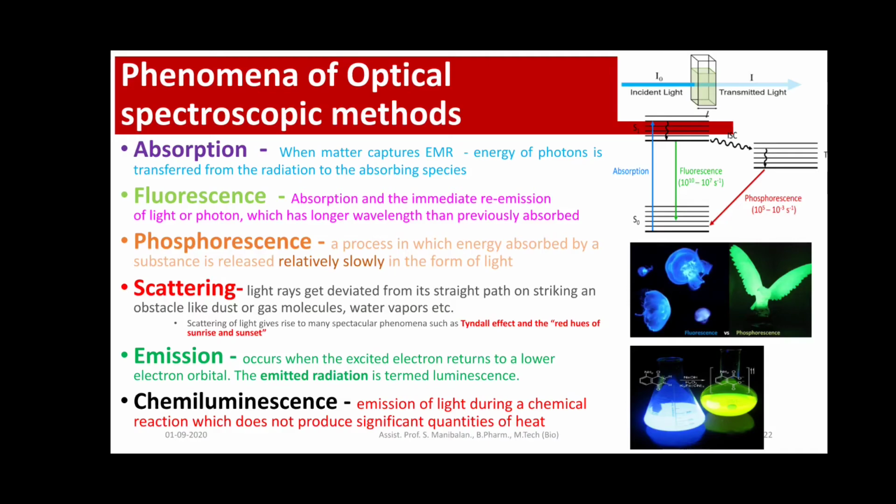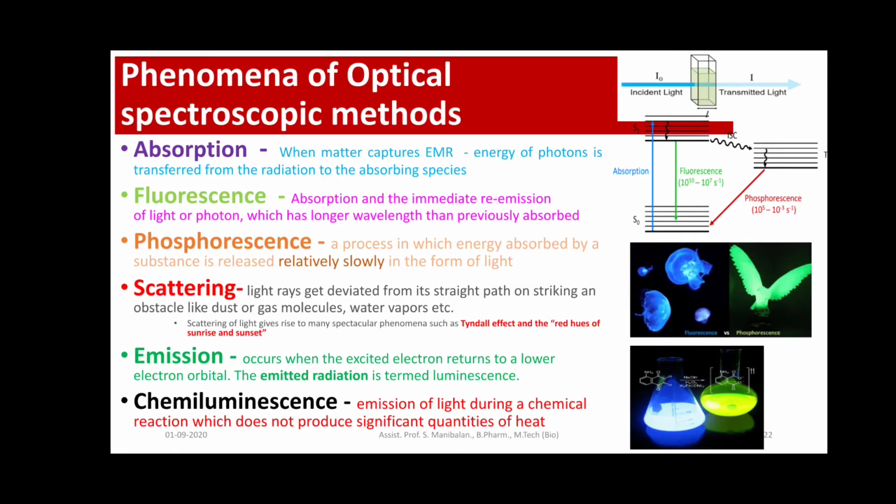And fluorescence means absorption and immediate re-emission of light or photon which has a longer wavelength than previously absorbed. We already knew that fluorescence gives a longer wavelength because it absorbs at a shorter wavelength and emits a longer wavelength. Otherwise we can say it absorbs at a higher frequency, with higher energy, and emits lower energy, lower frequency, right? Don't forget this. This is the principle wherever you are studying spectroscopies, or deciding what kind of spectroscopy you should choose according to the instruments.